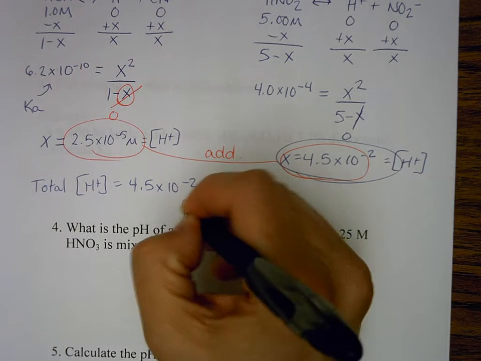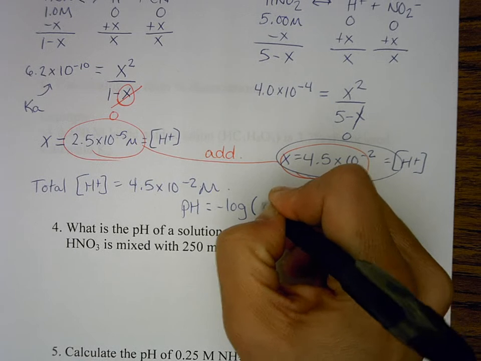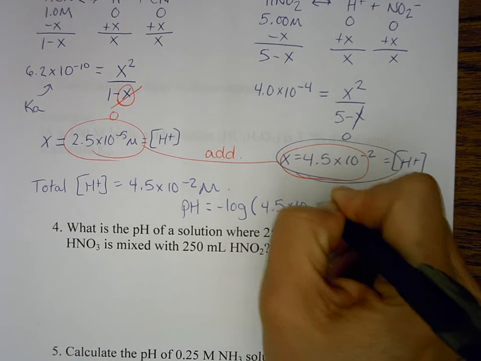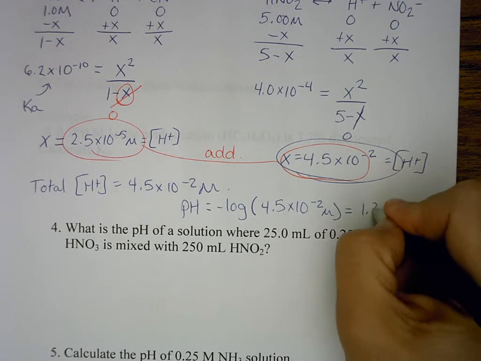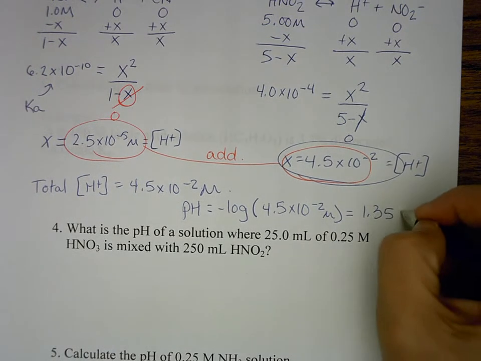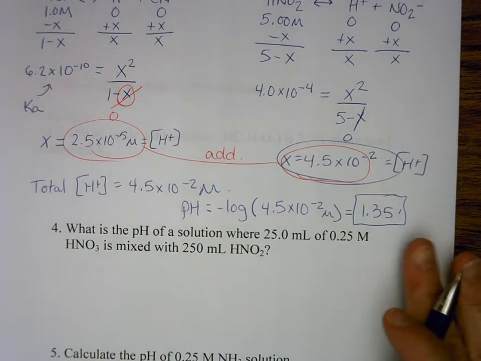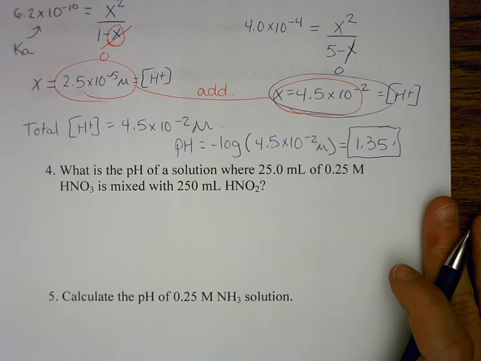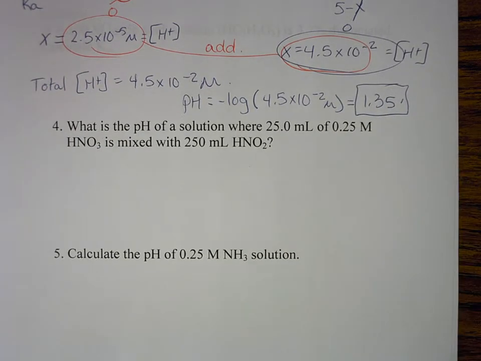So then the pH is equal to the negative log of that, 4.5 times 10 to the negative 2, equals 1.35. Just pH. On the next one, I'll let you write that down.